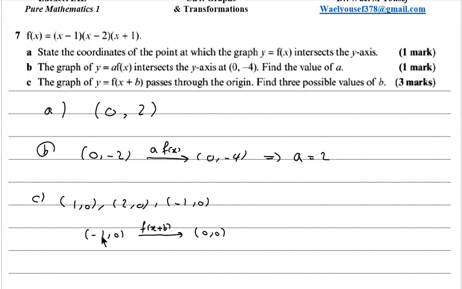Because if b is negative 1, we will move negative 1 to the right with 1. So in this case b is negative 1. And for the second point, which is 1 and 0, b should be positive 1. And for the third point, which is 2 and 0, b can be 2.